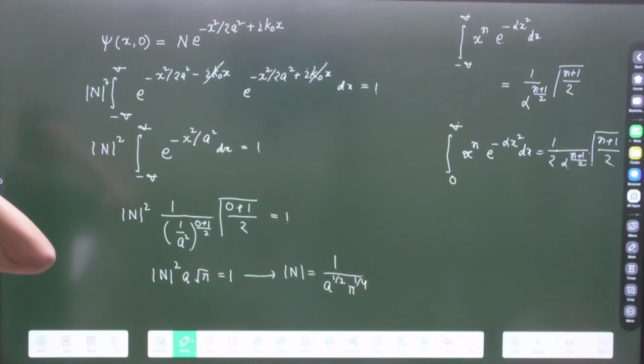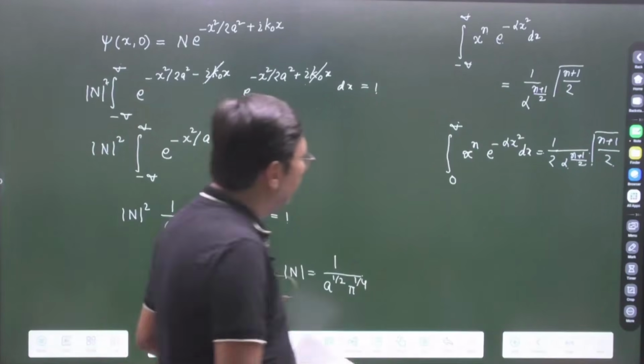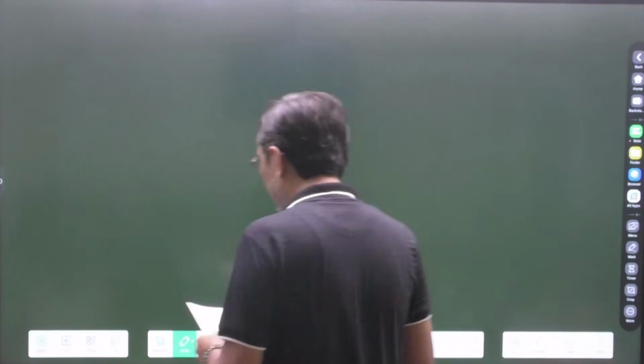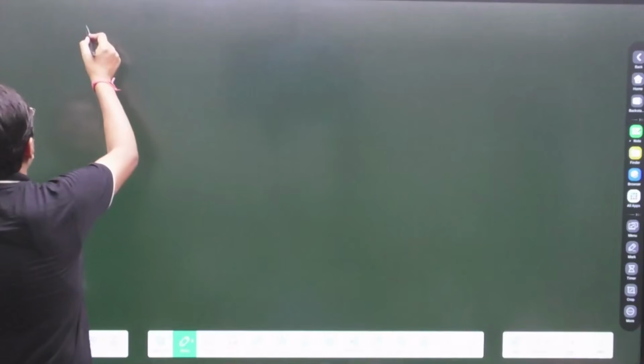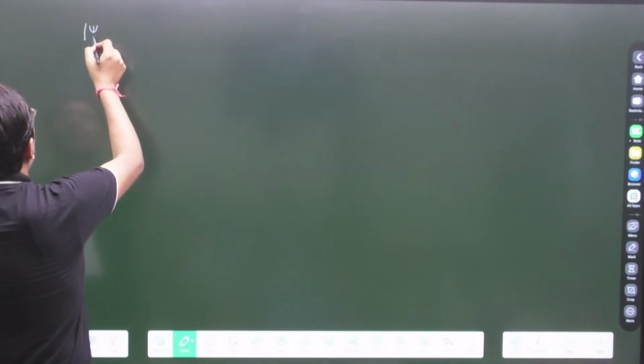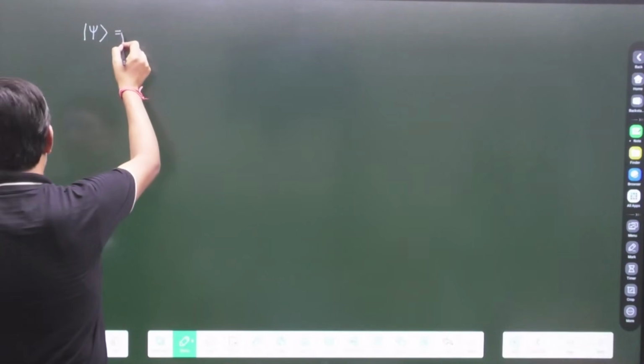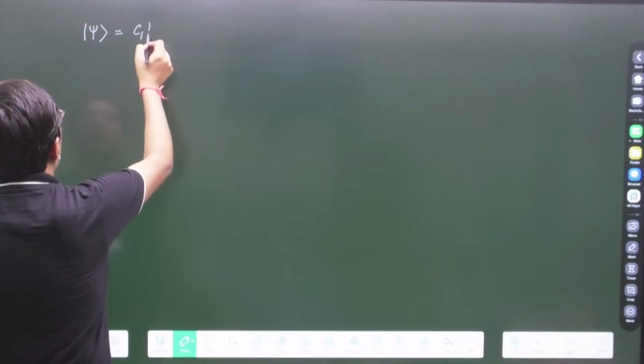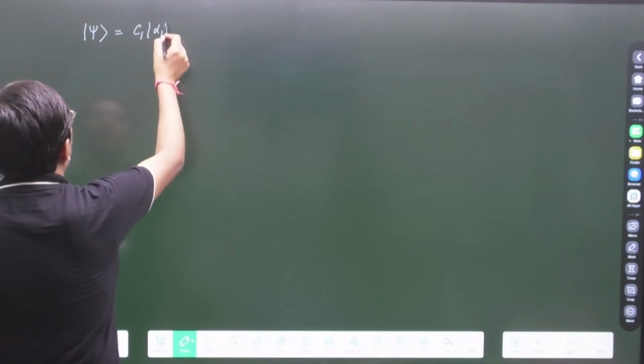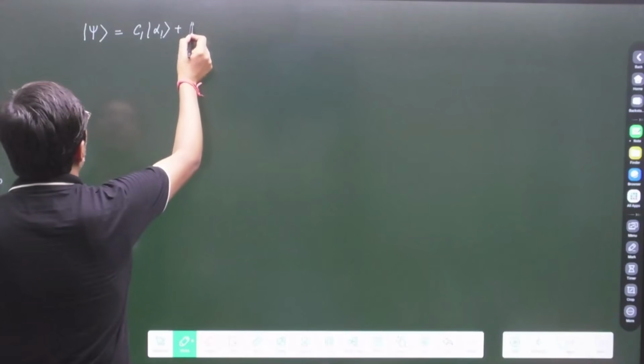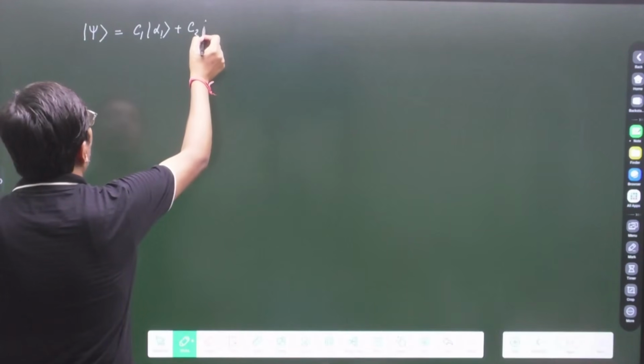गेट 2005. नेक्स्ट क्वेश्चन. A system in a normalized state, psi equal to C1 alpha 1 plus C2 alpha 2.